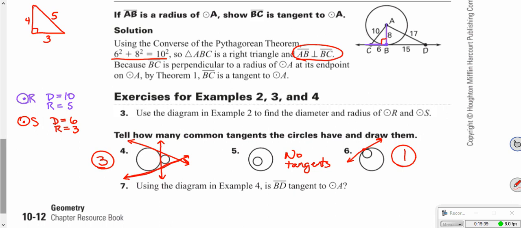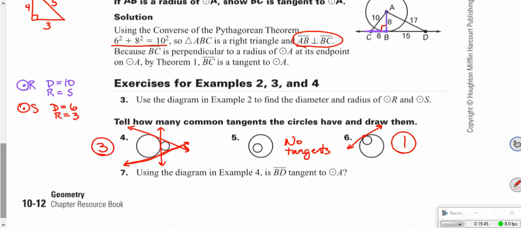Okay, now, number 7, using the diagram in example 4, let me scroll down just a little bit, is segment BD tangent to circle A? Okay, so segment BD, first of all, we're looking at this segment and we're trying to ask ourselves if it's a tangent to circle A. So once again, I need to check to see if BD is perpendicular to AB. Okay, need to check that.